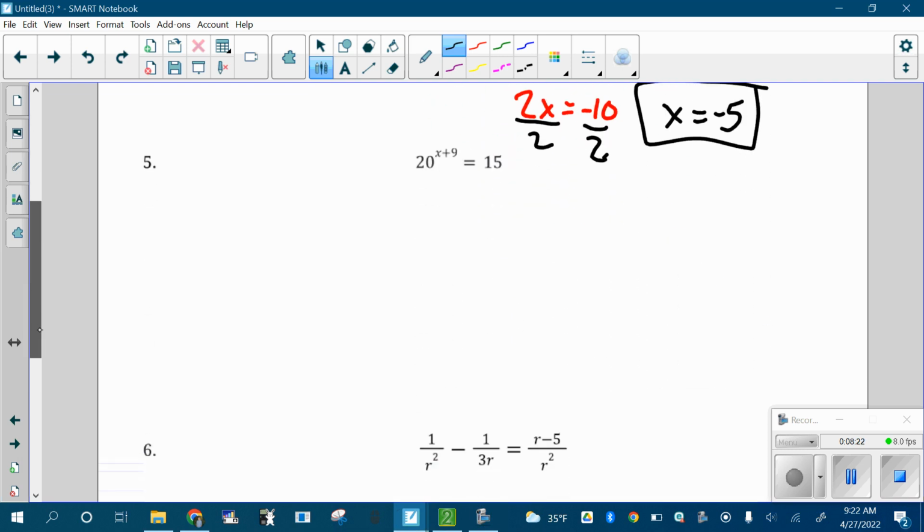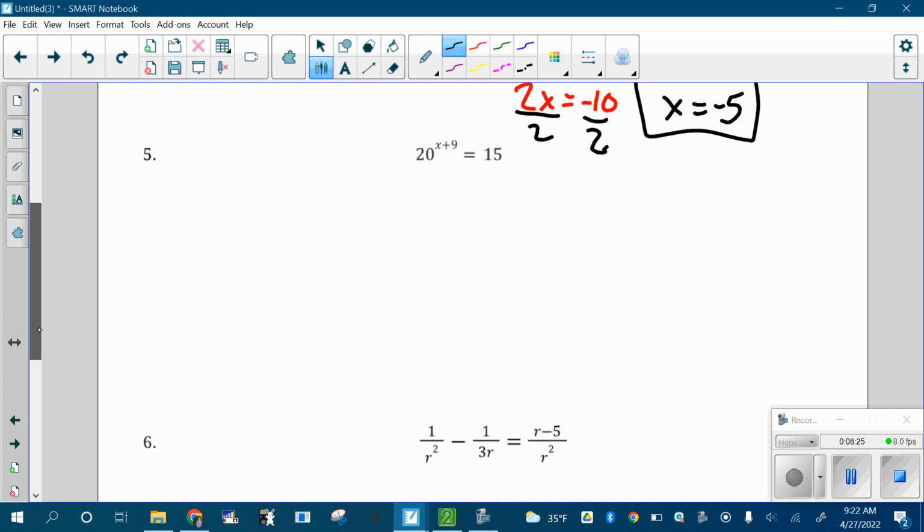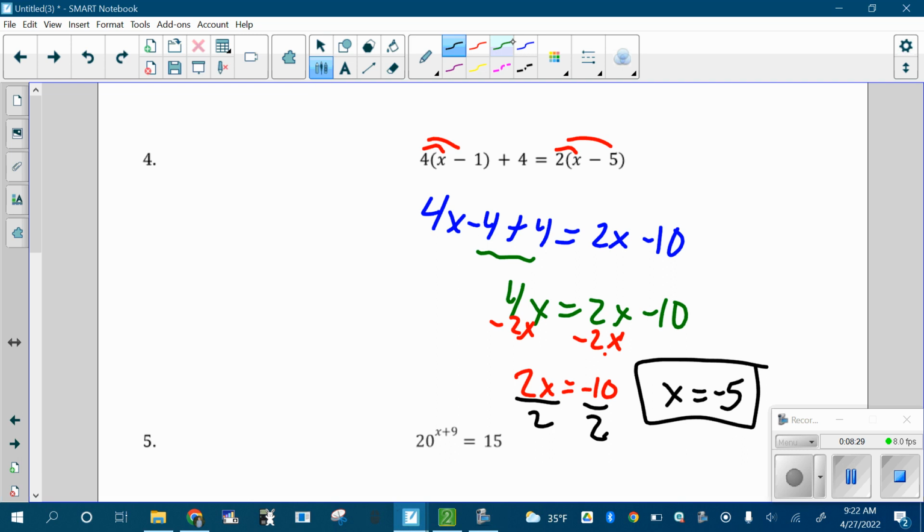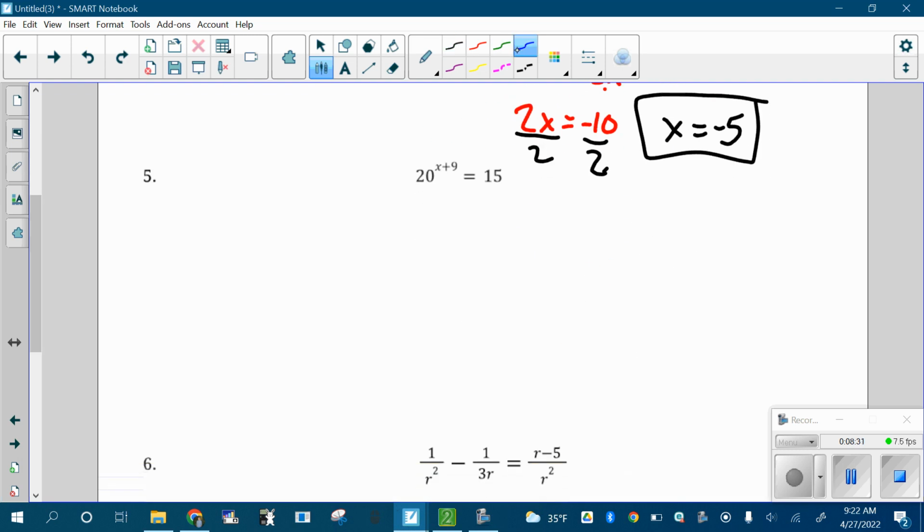Fifth equation here. It's got an x in the exponent. It's an exponential equation. Okay. You'll remember that the way we solve exponential equations is we use logs. Okay. I'm going to convert this into log form.